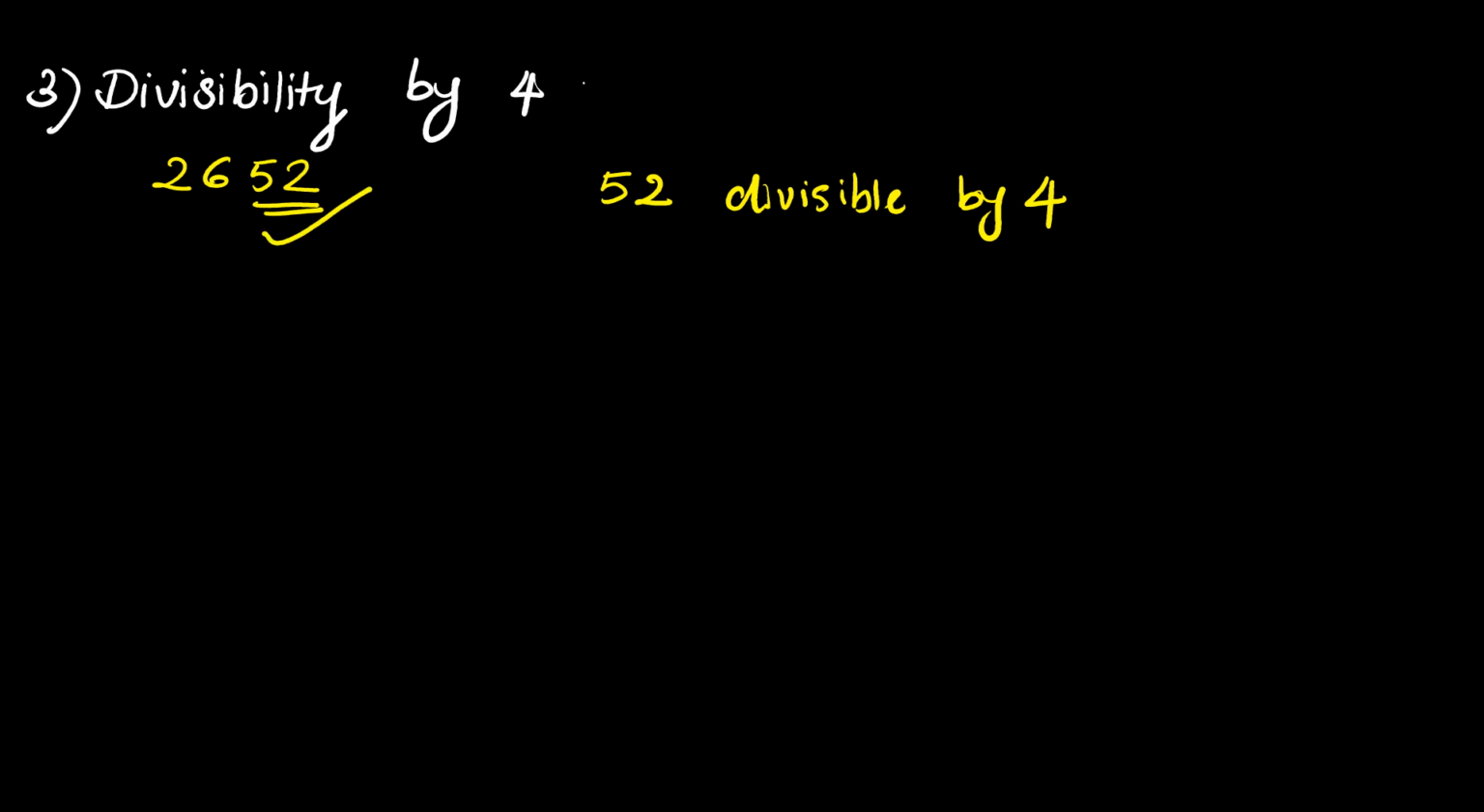So, how to check the divisibility by 4? A number is divisible by 4 if its last two digits are divisible by 4. Only check these last two digits. If it is divisible by 4, then this whole number is divisible by 4.